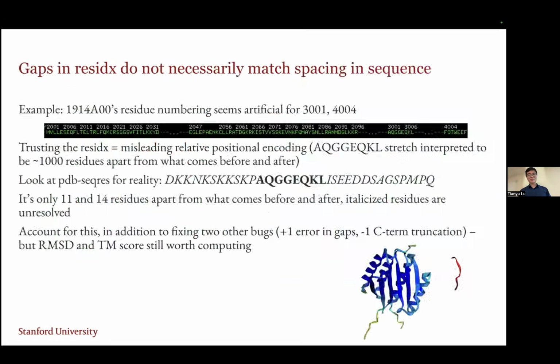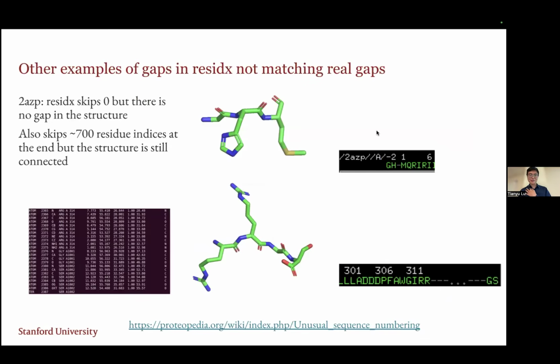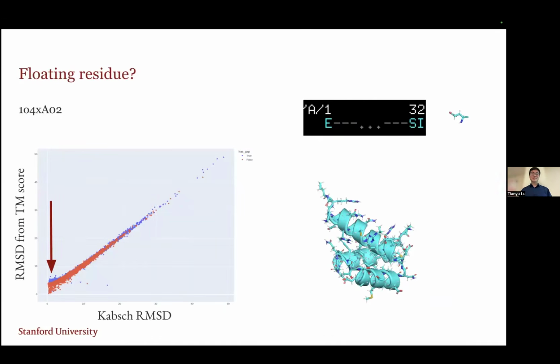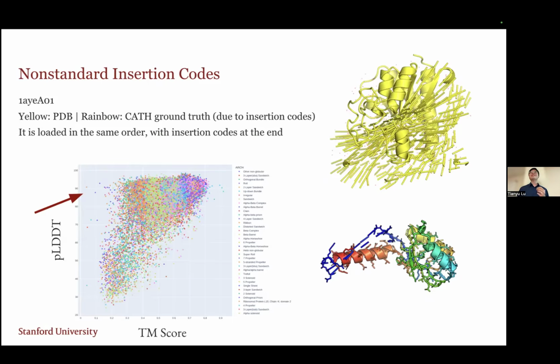Here are some examples: a case where the unresolved residue gap is only this much, but in your sequence you have huge jumps in the residue index. And here's a nice Proteopedia page saying there are cases where there's a jump in the residue index, but your backbone's actually fully connected. Same thing down here. There's a jump, but it's fully connected. And then there are these really weird edge cases that are really important to filter out from your dataset, especially when you're training your model on these distributions. Oh yeah, and insertion codes are a nightmare as well.